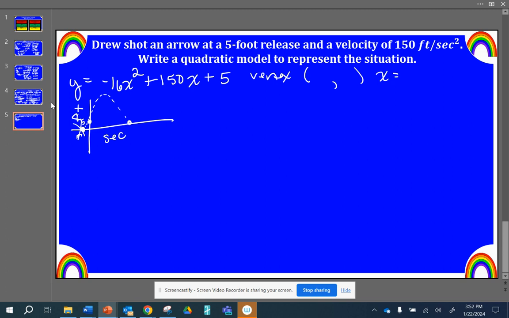The x equals negative b over 2 times a. That gives us 4.6875. So I'm just going to go ahead and round that to 4.69. And then we plug that in to get the actual height. So this is 4.69 seconds. And now we want to know how high that is, how many feet.